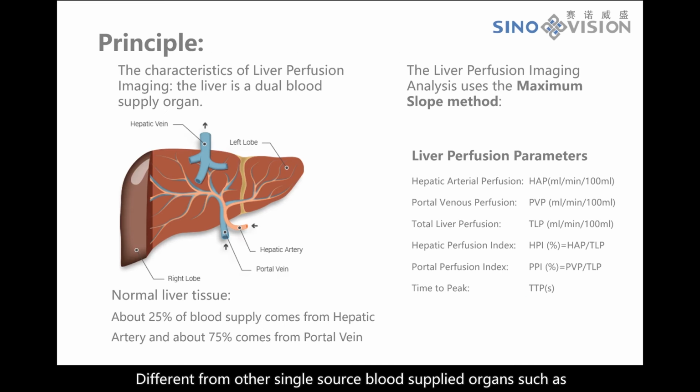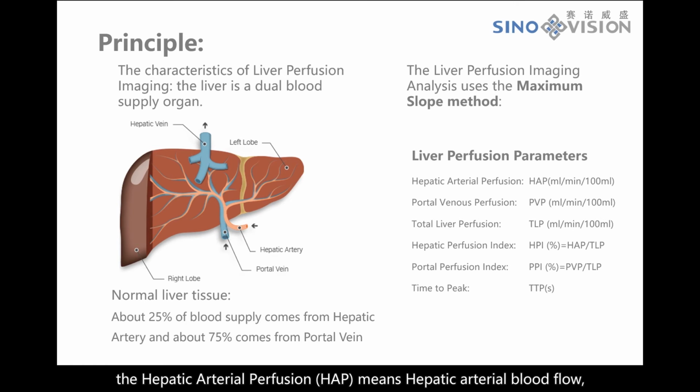Different from other single-source blood-supplied organs such as brain, kidney and spleen, the liver receives a blood supply from two sources: the hepatic artery and the hepatic portal vein. 20 to 40% of blood supply comes from hepatic artery, and 60 to 80% comes from portal vein. The changing of the ratio usually indicates the presence of lesions in the perfusion parameters.